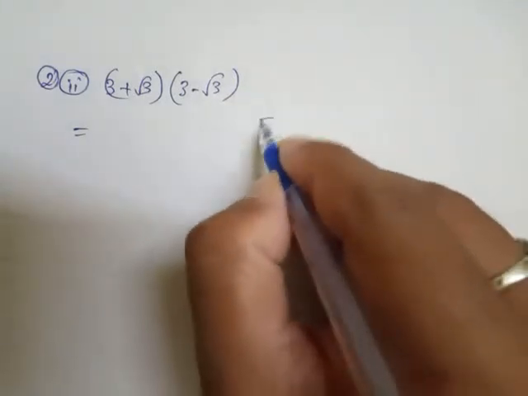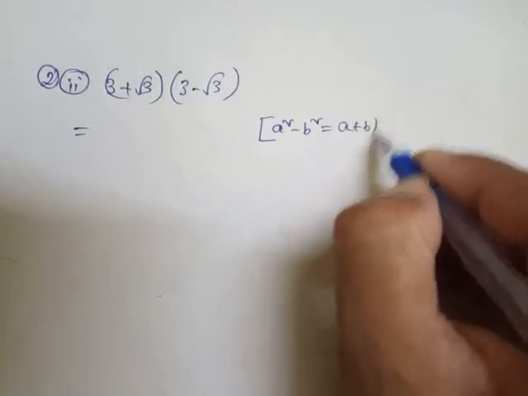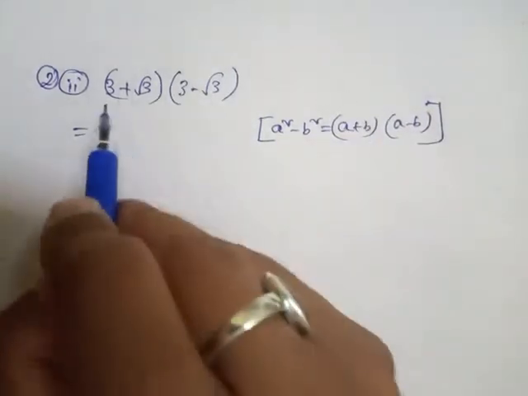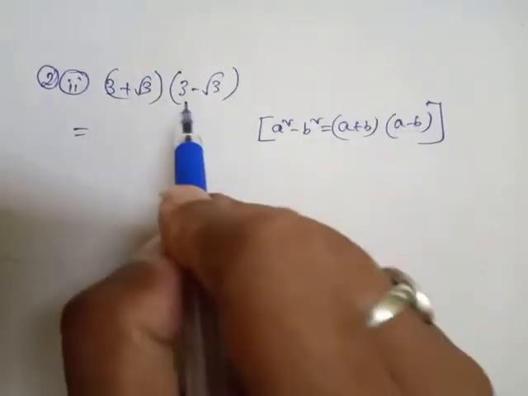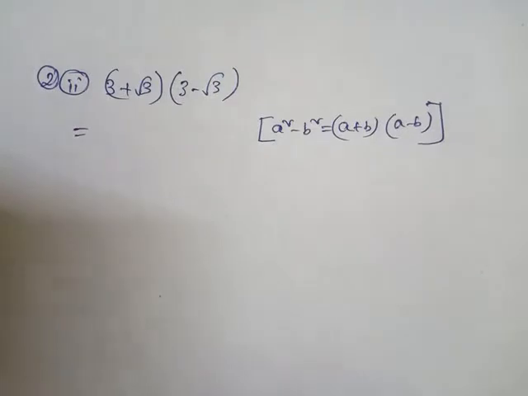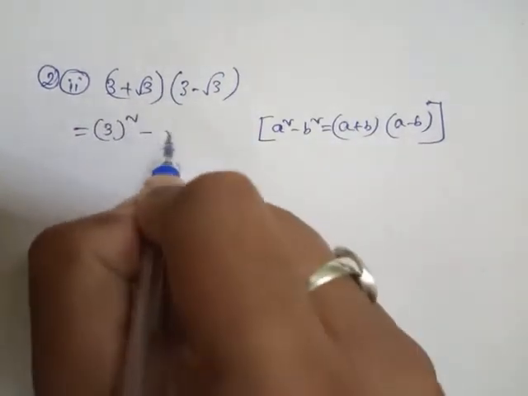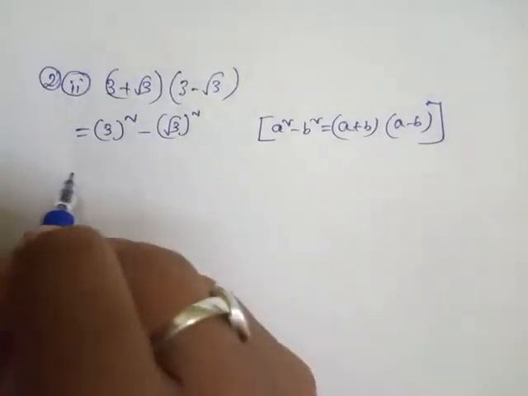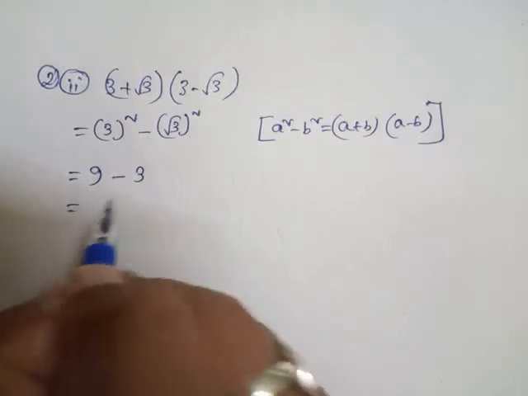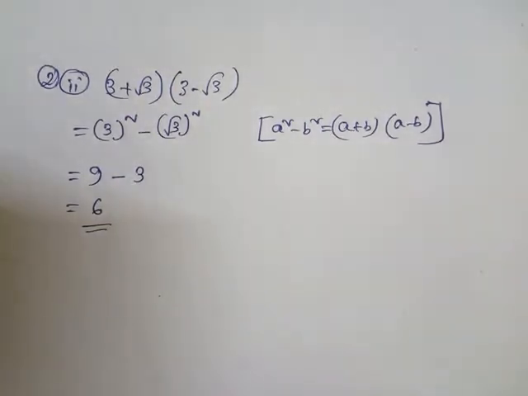We know, students, there is a formula: a square minus b square equals a plus b times a minus b. This is the formula. Look, a plus b and a minus b, so we can apply this formula a square minus b square. So a square is 3 square, and minus b square. So 3 square is 9 and root 3 square is 3. 9 minus 3 is 6. This is the question number 2 Roman 2 answer.